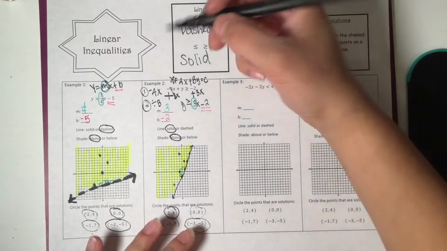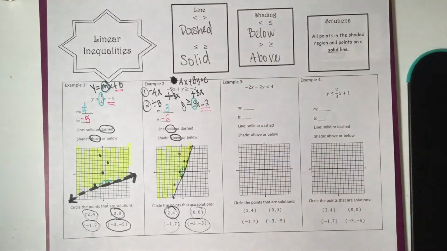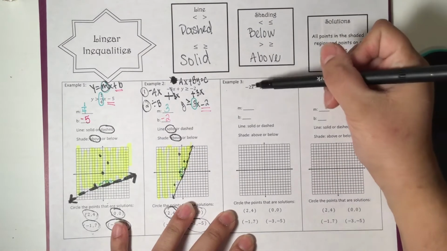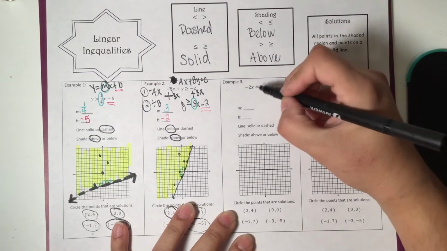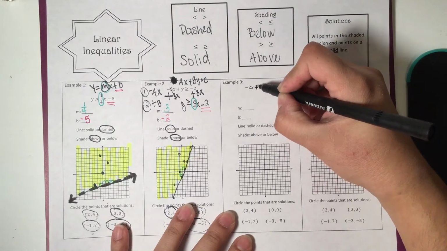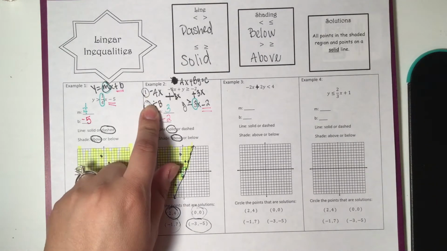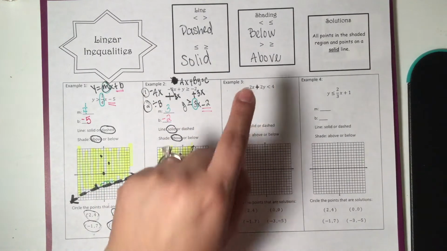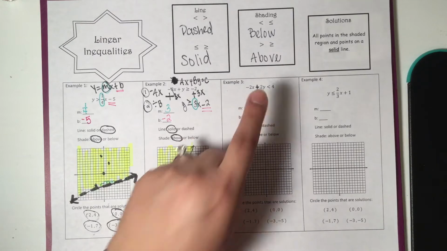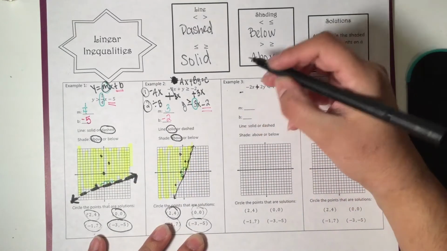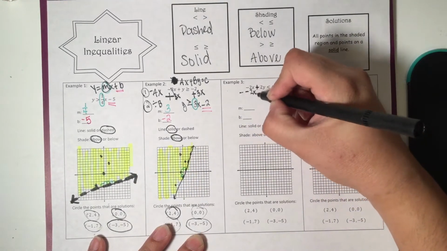All right, here's example number 3. We are going to change this just a little bit. Instead of negative 2x minus 2y, we're going to make this negative 2x plus 2y. Okay, and again, it's in standard form, so we need to follow these same steps. So if we have negative 2x, that is your ax term, so we need to subtract negative 2x.